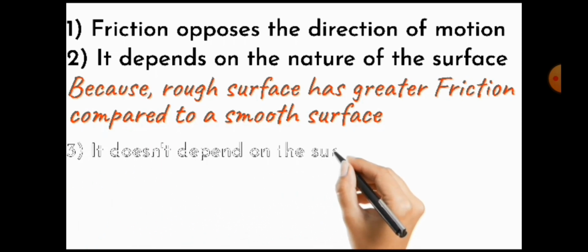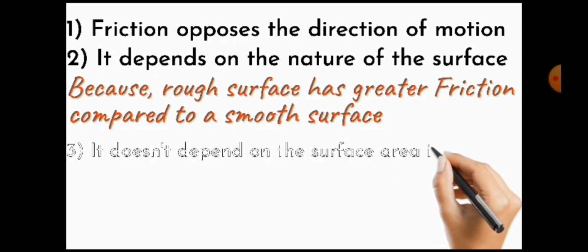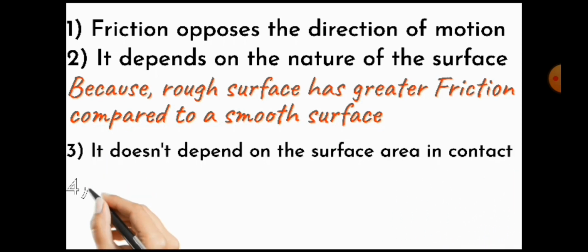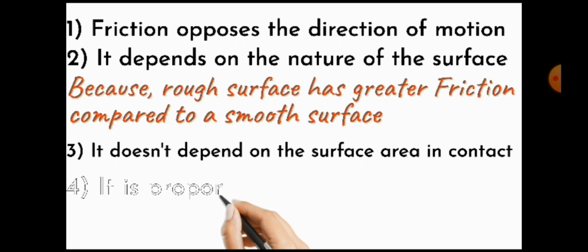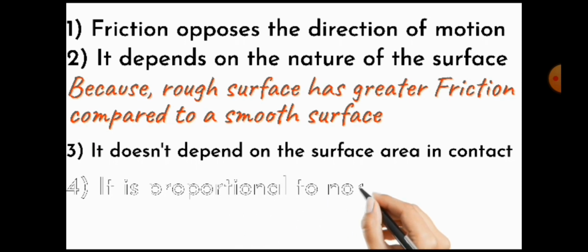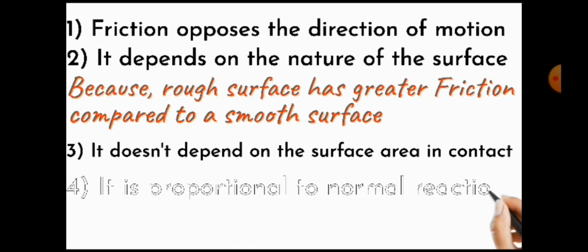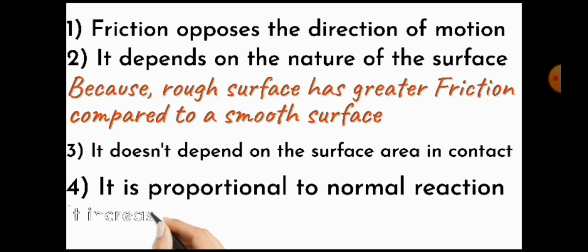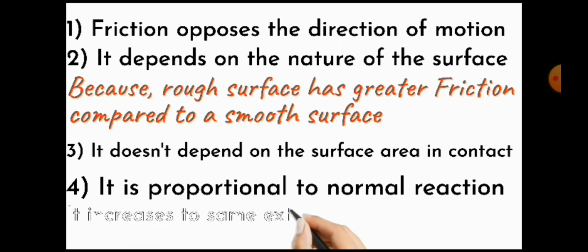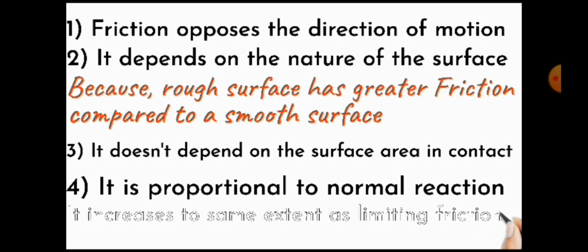Then number three, friction does not depend on the area of the surface in contact. So the wider surface has nothing to do with friction. Friction only depends on the nature, but not the area, of the surface in contact. Number four, friction is proportional to the normal reaction. And number five, friction increases to the same extent as the limiting friction.